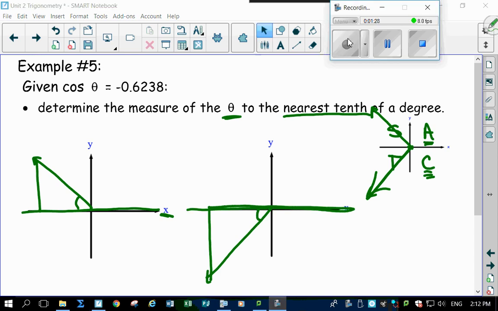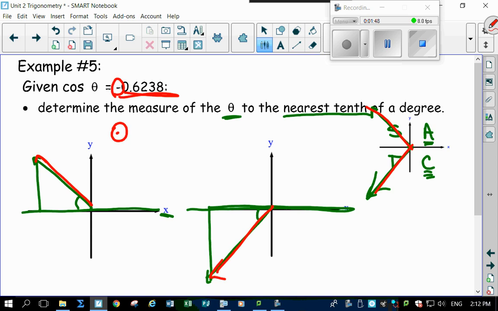So how do we do this? Well, real simple. Don't include the negative. Why? Because the negative tells me it's here and it's here. Once you've dealt with that, you don't need that negative anymore. It's done. It's history. You know the angles are going to be here and here because of the CAST rule. You're done. Just use the 0.6238.